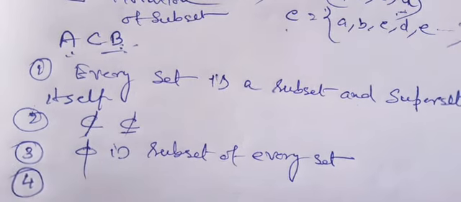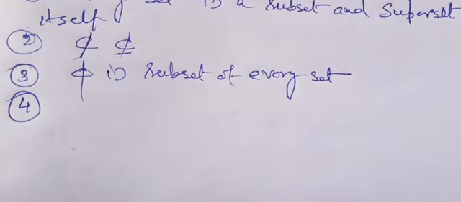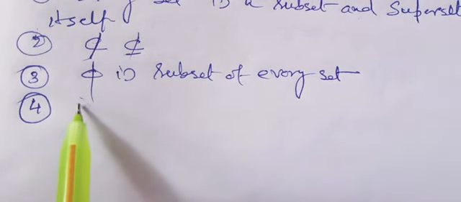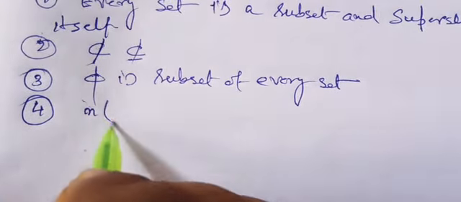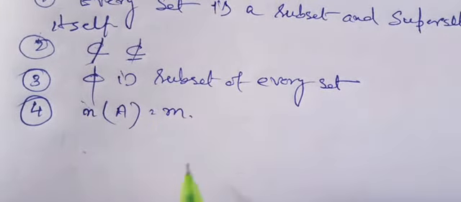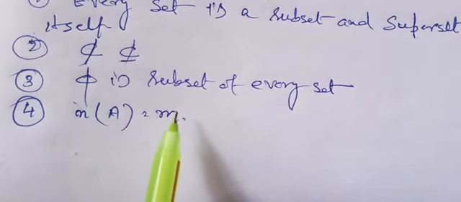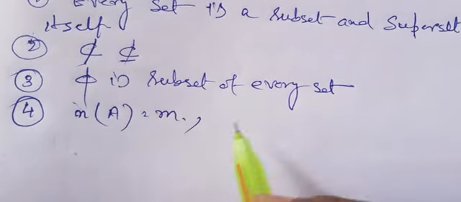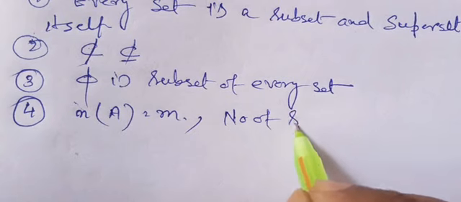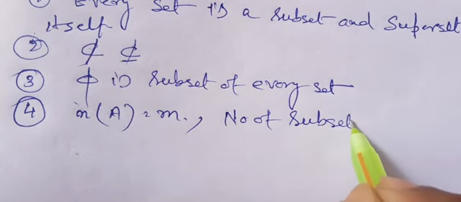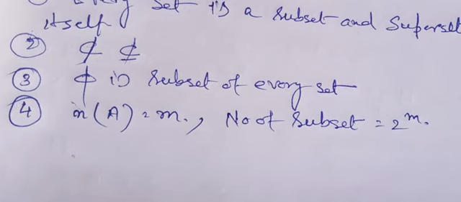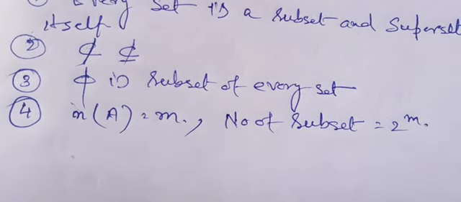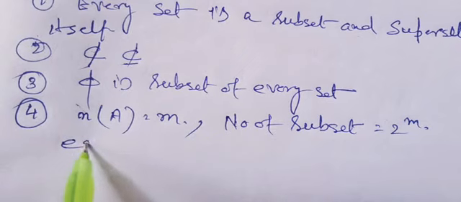Next, one important point: if a set A has n(A) equal to m, meaning the total number of elements is m, then the number of subsets of A is equal to 2 to the power m. Understand that? Let us take an example.